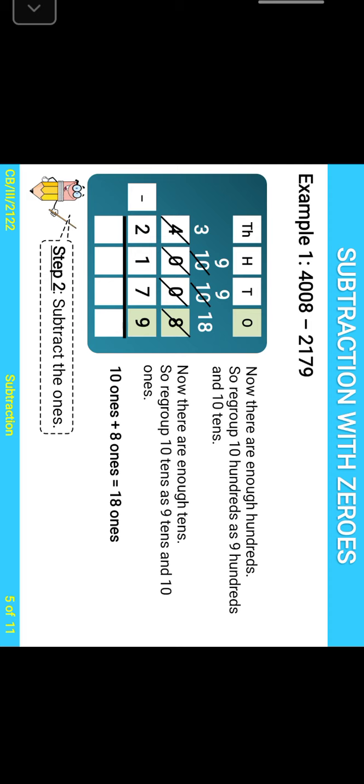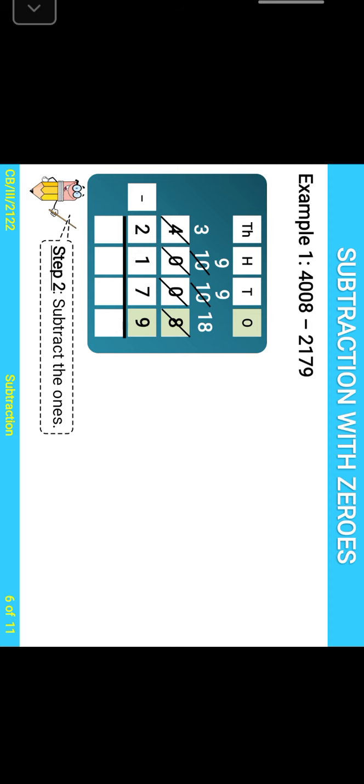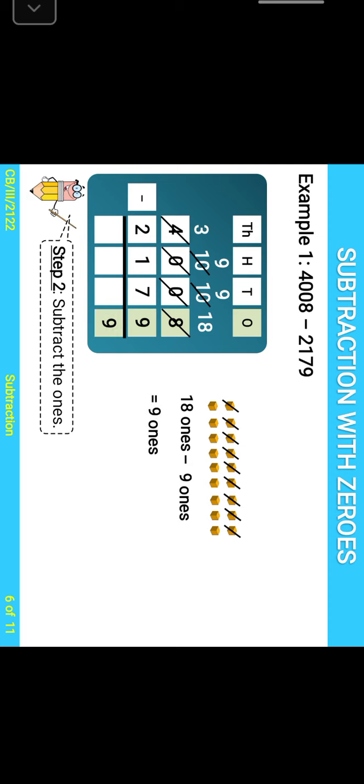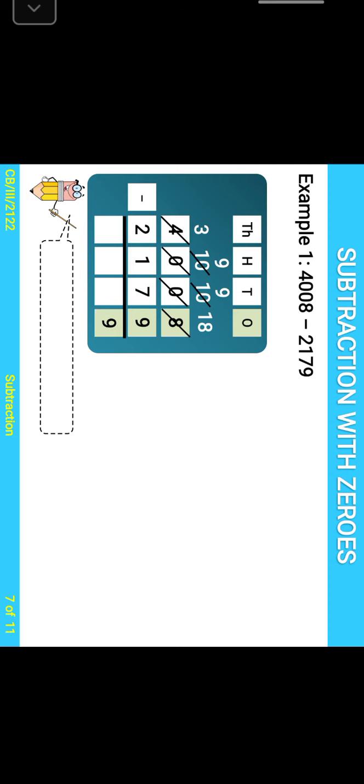Now it's easy for the subtraction. Now subtract from the ones place: 18 minus 9. 18 ones minus 9 ones. So how many remain? There are 9 ones. 18 ones minus 9 ones equals 9 ones.